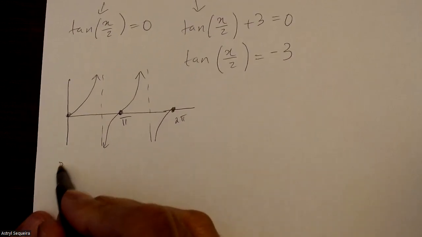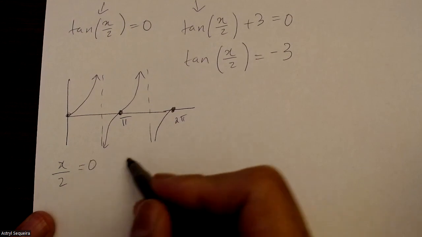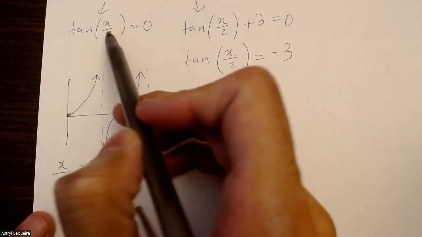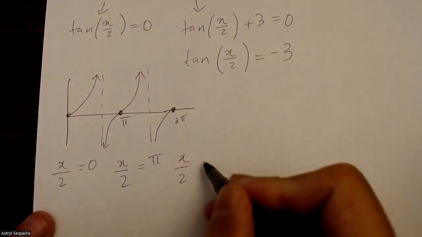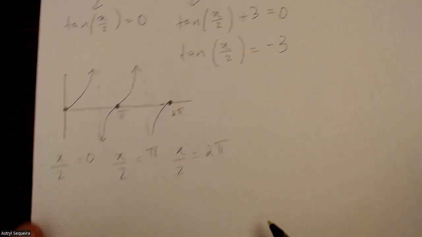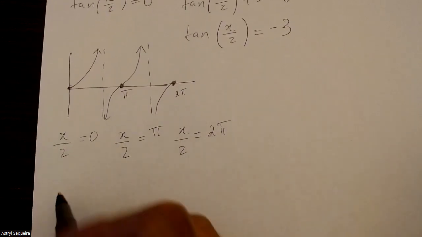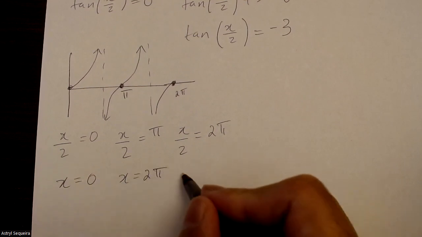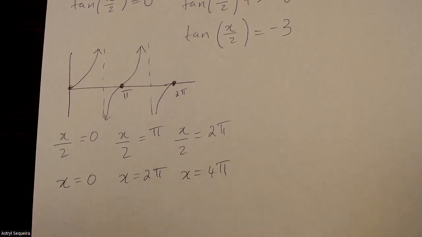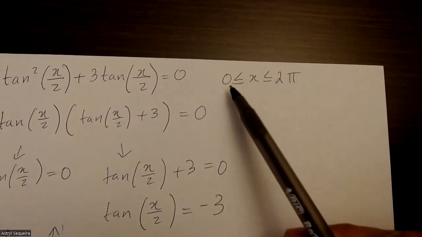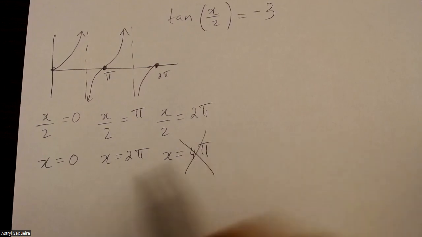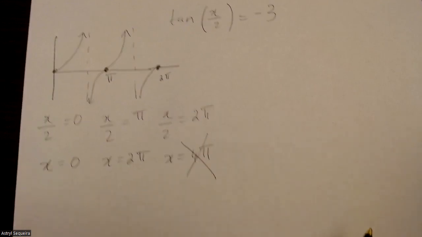So I have x/2 equals 0, x/2 equals pi. I'm getting x/2 from inside the bracket here. And then x/2 equals 2 pi. I'm going to multiply the 2 on the other side for all of these. So x equals 0, x equals 2 pi, and x equals 4 pi. Now, in the question, my solutions were only valid between 0 and 2 pi, which means that this solution here is invalid. So we only have two solutions for the first equation.